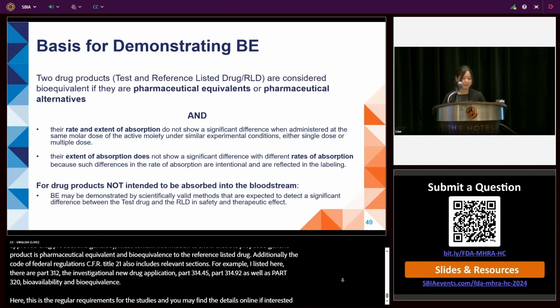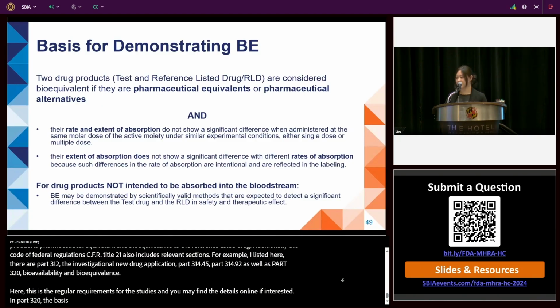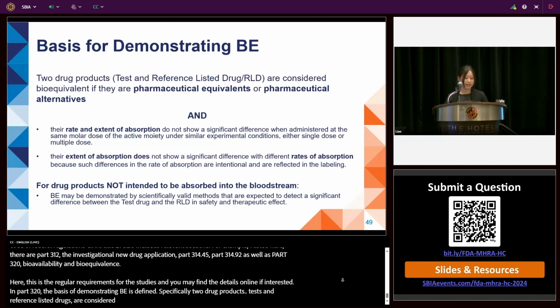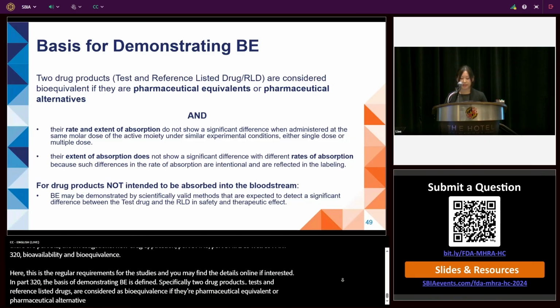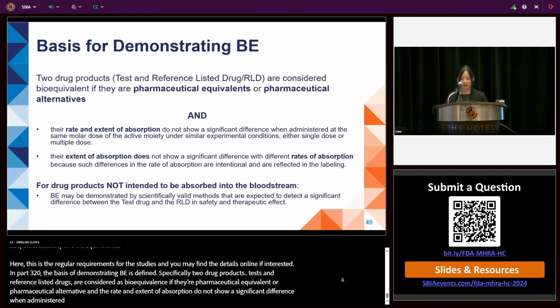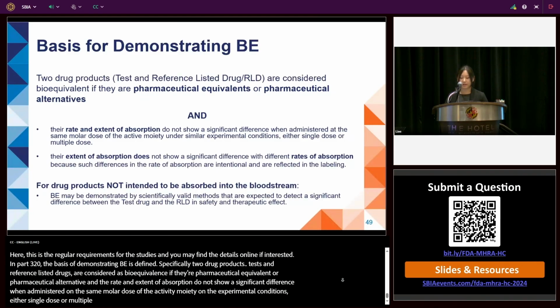In Part 320, the basis of demonstrating BE is defined. Specifically, two drug products, test and reference listed drugs, RLD, are considered as bioequivalent if they are pharmaceutical equivalent or pharmaceutical alternative, and the rate and extent of absorption do not show a significant difference when administered at the same molar dose of the active moiety under similar experimental conditions, either single dose or multiple dose. And if the rate of absorption is different, the difference would be intentional and reflected in labeling.